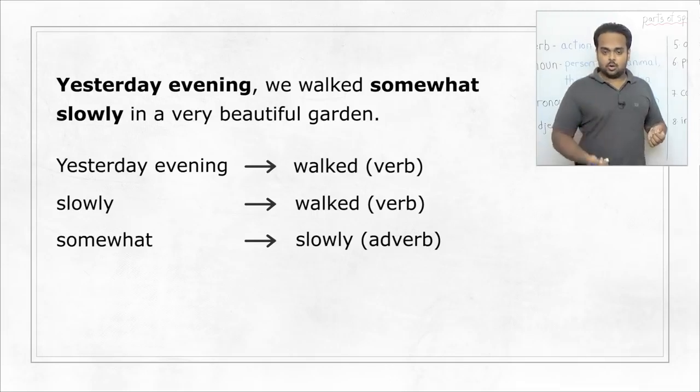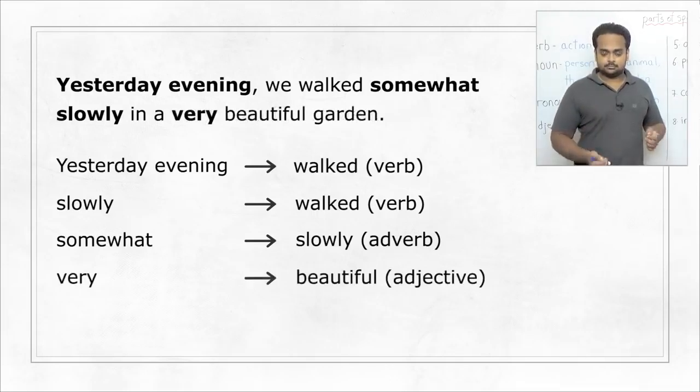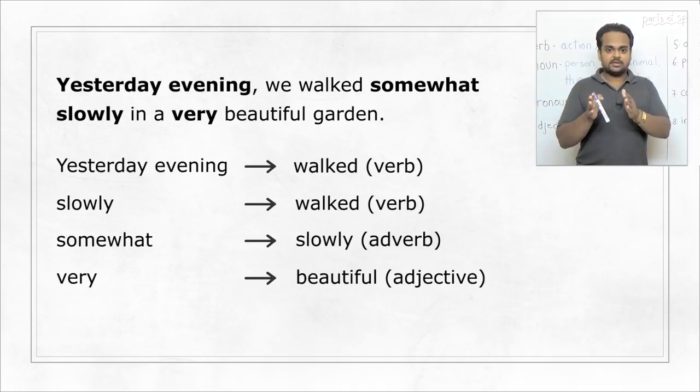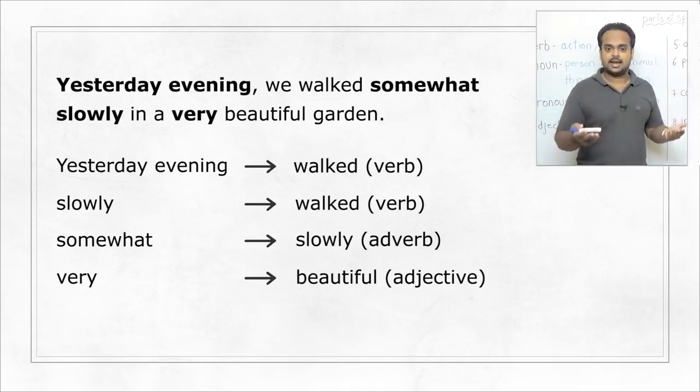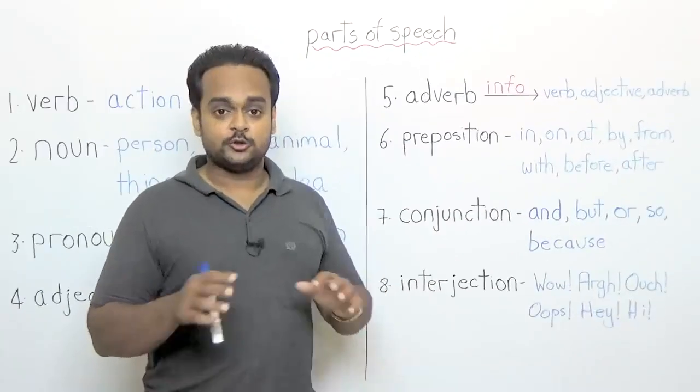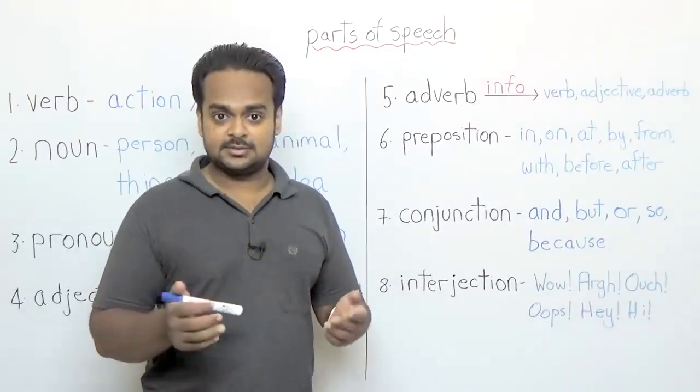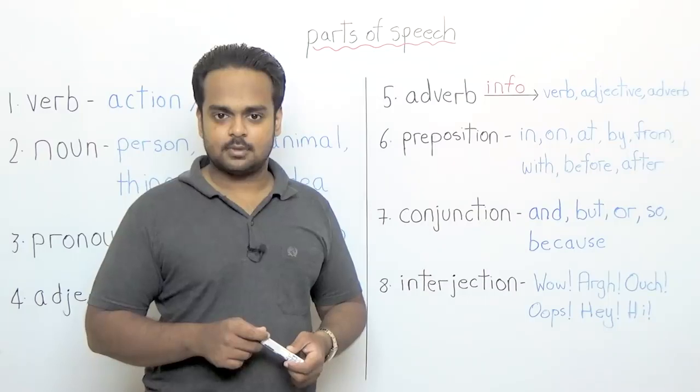And there's yet another one, very. That adverb is giving us information about beautiful. Beautiful is an adjective. Okay? So you see all the different kinds of things that adverbs can do.